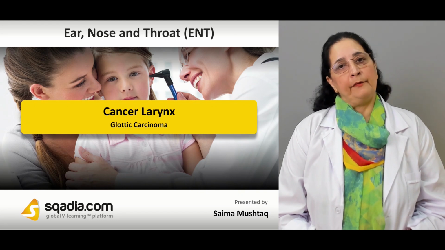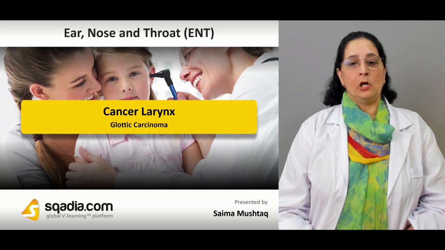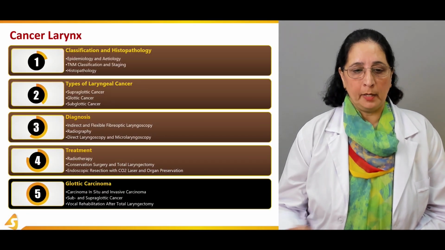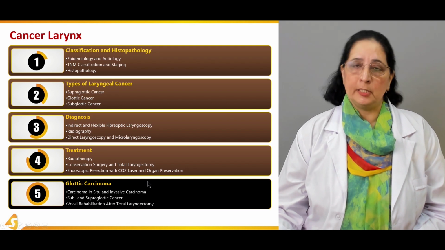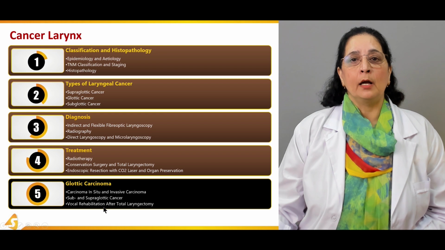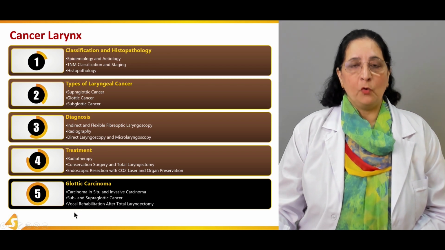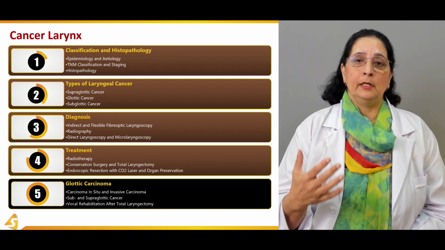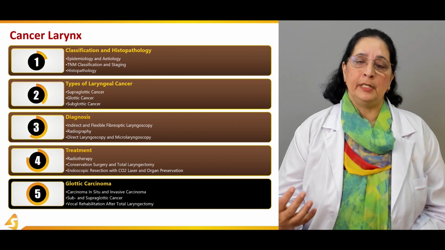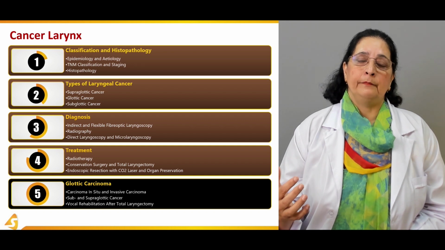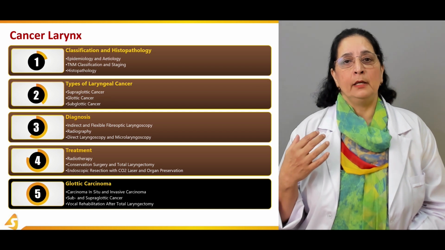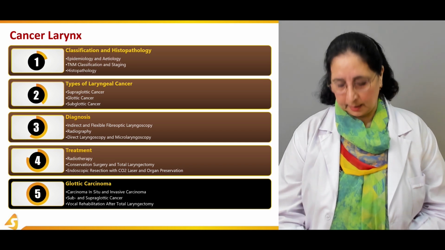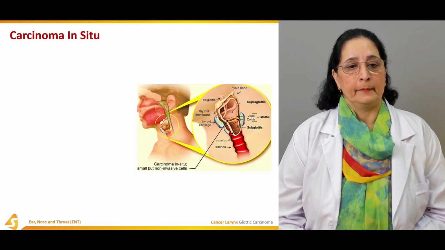Now, in our fifth and final section, we will talk about glottic carcinoma. In this, we will talk about carcinoma in situ and invasive carcinoma, subglottic and supraglottic cancer, and vocal rehabilitation after total laryngectomy. After total laryngectomy, as a means of treatment management, if the larynx is removed, then we need to perform the vocal rehabilitation. All that we will discuss in this fifth and final section.